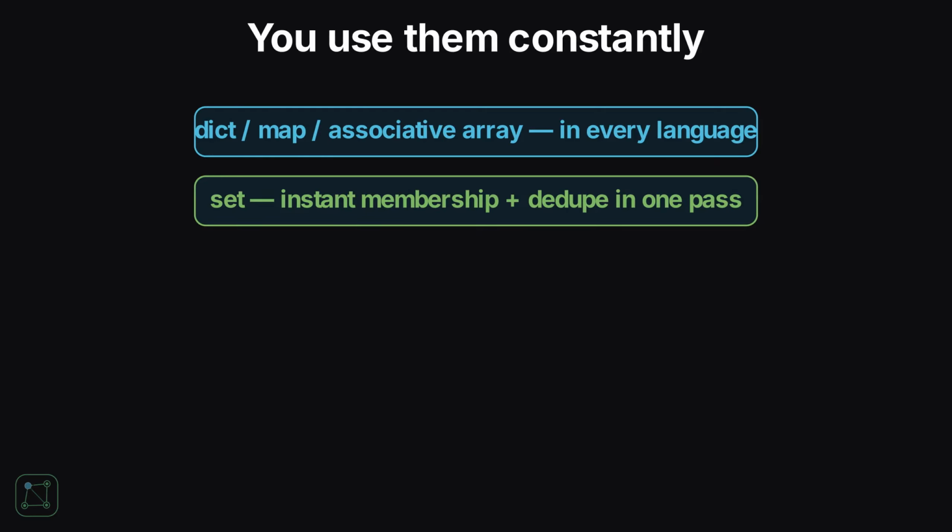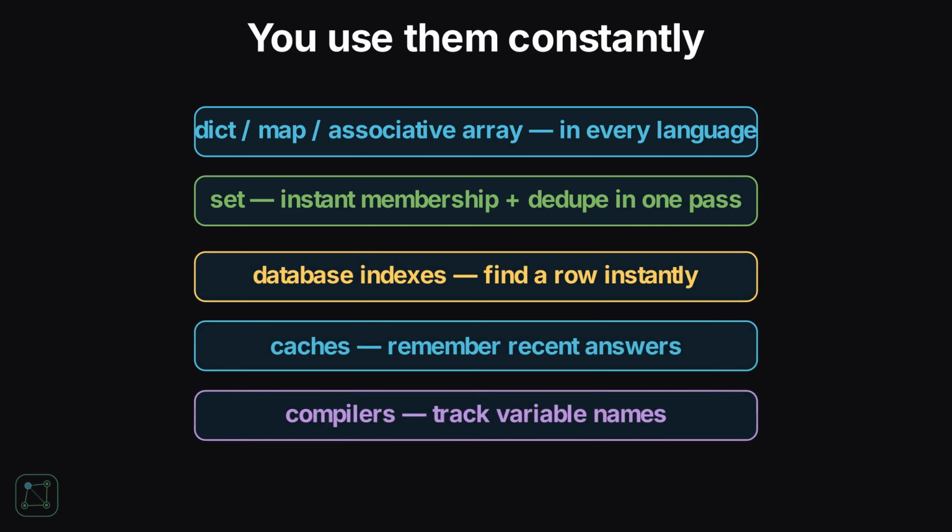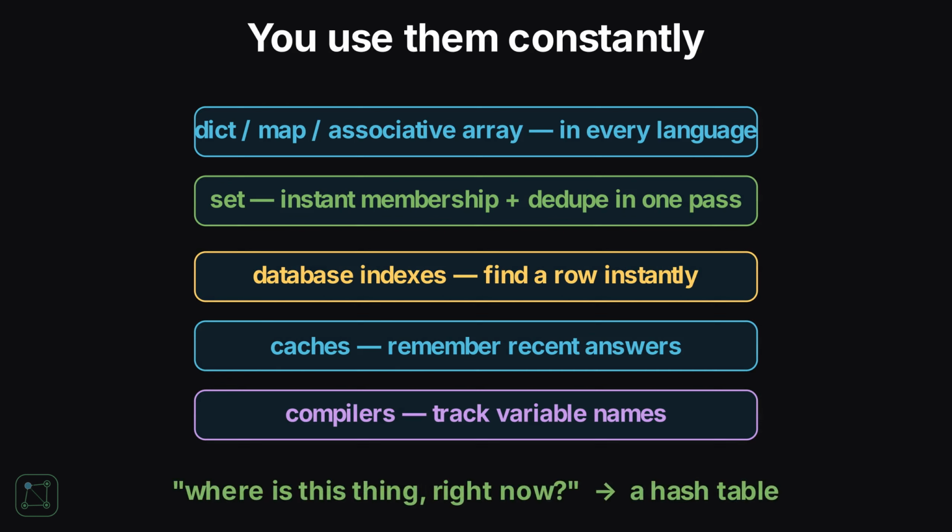Every dictionary, map, or associative array in your favorite language is one. So is every set, a structure that checks membership instantly and removes duplicates in one pass. Database indexes use them to find rows in an instant. Caches use them to remember recent answers. Compilers use them to track variable names. Anywhere you need to ask, where is this thing? Right now, a hash table is probably the answer.